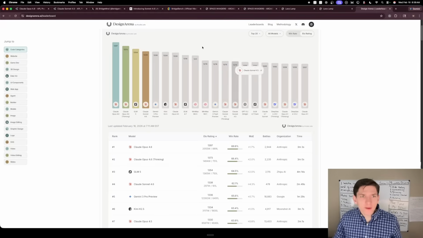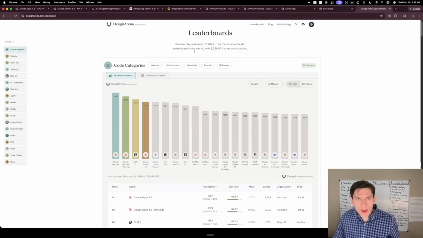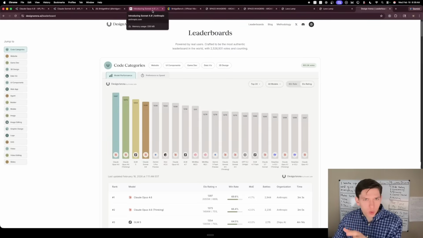So that gives you guys a look at the UI and the styling there. I think that even though it is 1338, you are bringing into account that it is more affordable and it's faster. That is very important to note.